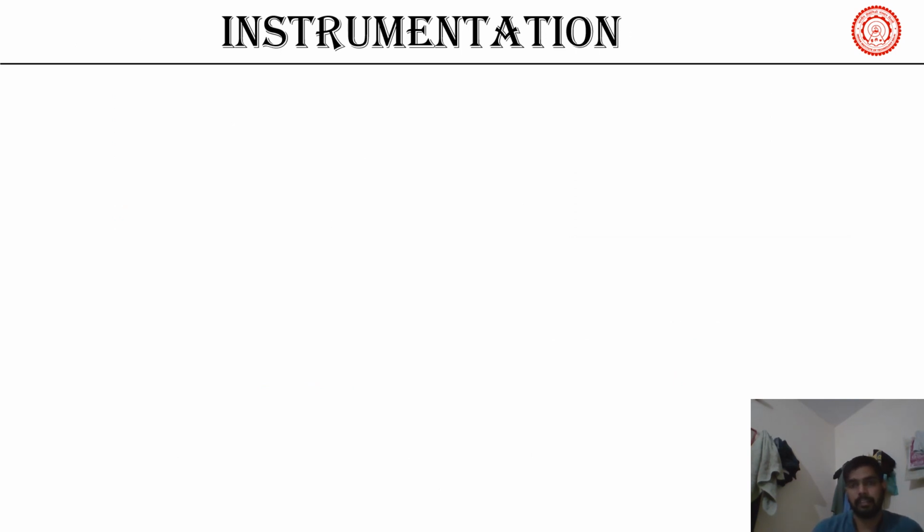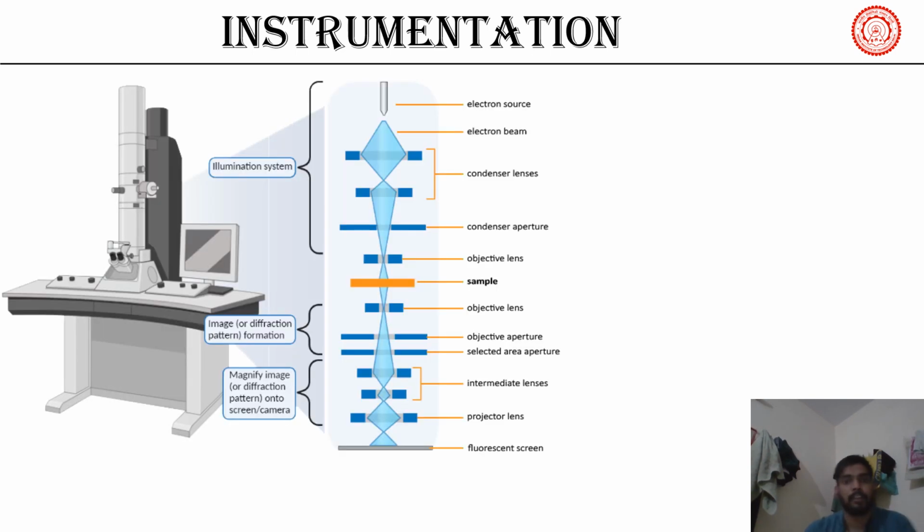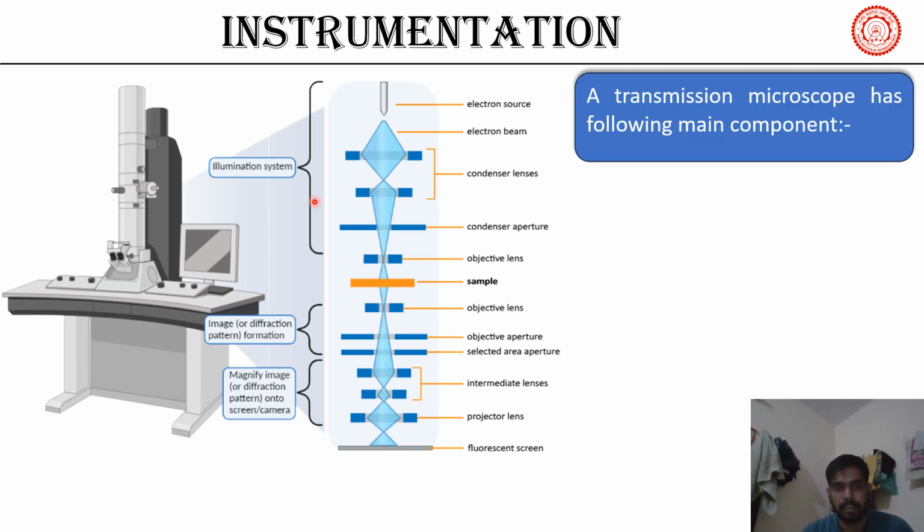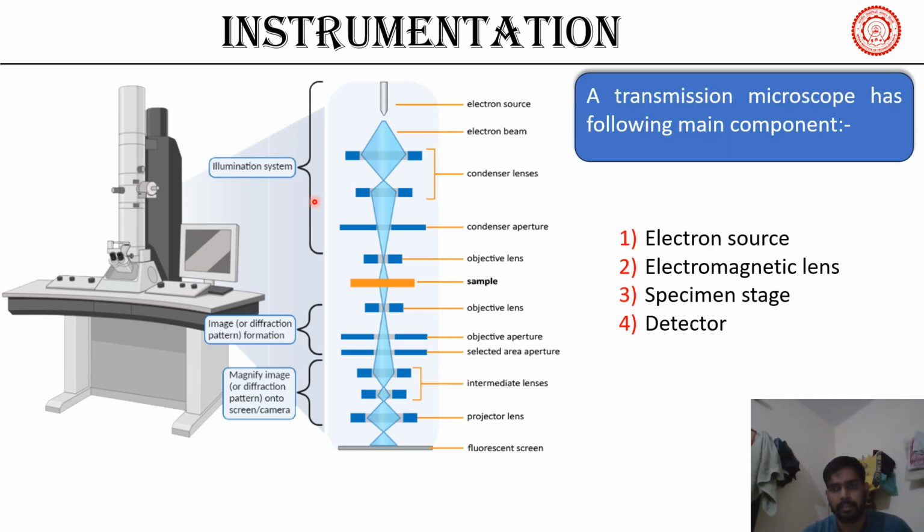Now, further, our topic is transmission electron microscopy. So we go through the instrumentation portion first. This is a schematic diagram of the instrumentation, which has been drawn in such a way that there are various parts. We can classify the instrumentation majorly into four types. The first is the electron source. The second contains electromagnetic lenses.